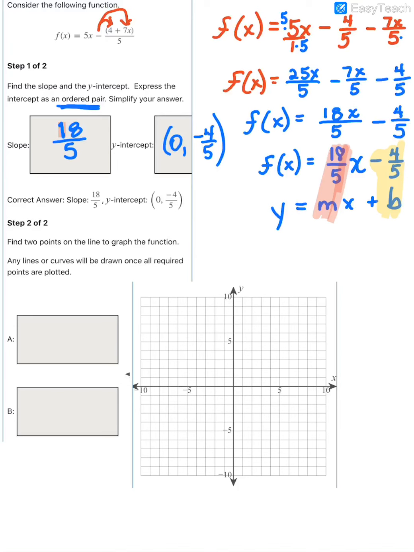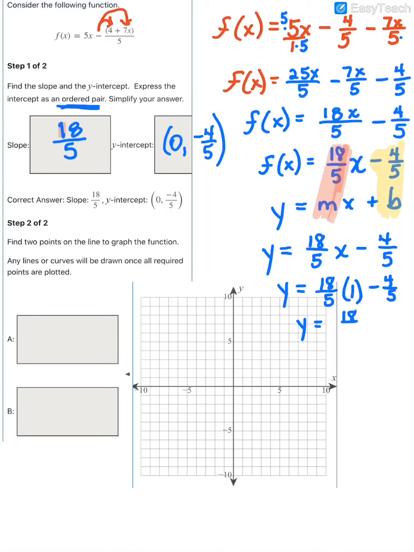So if we go ahead and bring our equation down here, you can plug in whatever x's you want. Now, I like to do things that make it a little bit easier to do. So for example, if I let x equal 1, I'm going to have 18/5 times 1 minus 4/5. So that'll simply become 18/5 minus 4/5. It just makes it easier to compute. In that case, I get 18 minus 4, which leaves me with 14/5.